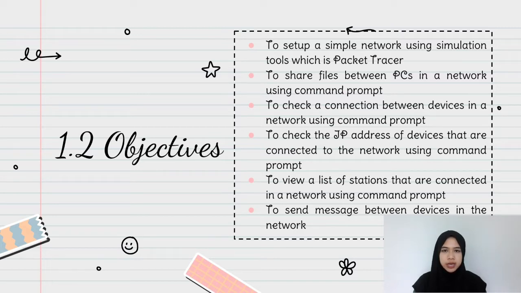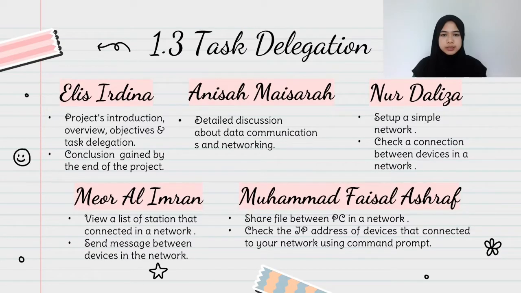Fourth is to check the IP address of devices that are connected to the network using command prompt. Next is to view a list of stations that are connected in a network using command prompt. And lastly, to send messages between devices in the network. Next is task delegation of each group member.